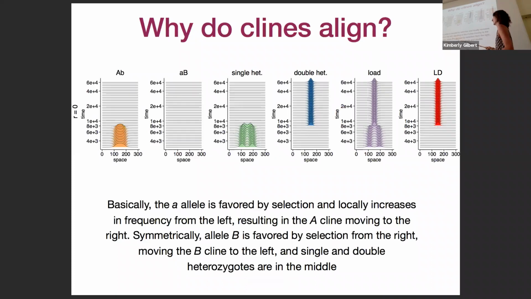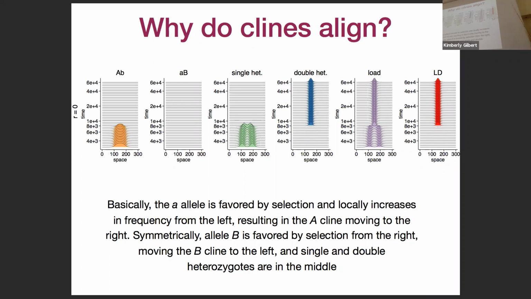Basically, the little a allele is favored by selection on the far left, where it's in this double homozygous form. And it's going to always locally increase in frequency from the left. And this will move the big A cline to the right, because at the same time, the big B is favored from the right, and it's occasionally getting heterozygotes from the left. And so that's why it's going to move to the left, because selection will favor big B over big B little b. And so this is happening at both sides. Even if there was this center area with double homozygotes, there's the occasional heterozygote that makes it a bit further to the other cline. And that means it's on average less fit in the center between the two clines, so they move towards each other.